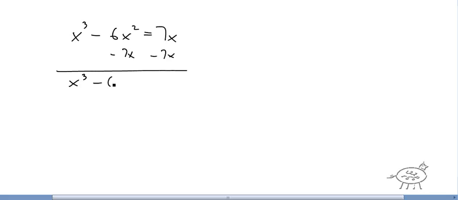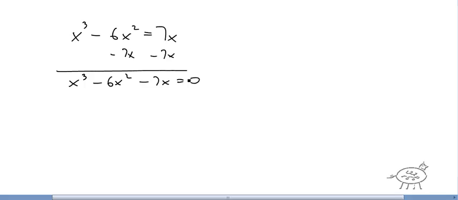What if I did x cubed minus 6x squared equals 7x? Looks like a beautiful problem. The first thing you got to do is make it equal 0. So you're going to subtract 7x from both sides. So you get x cubed minus 6x squared minus 7x equals 0.